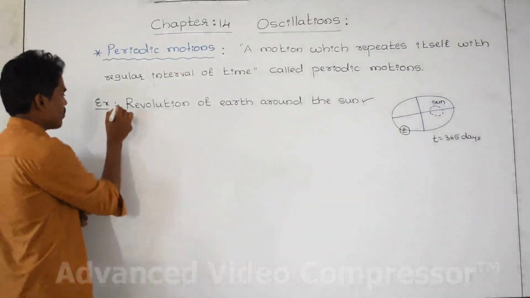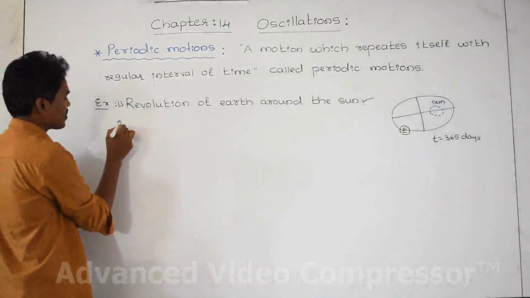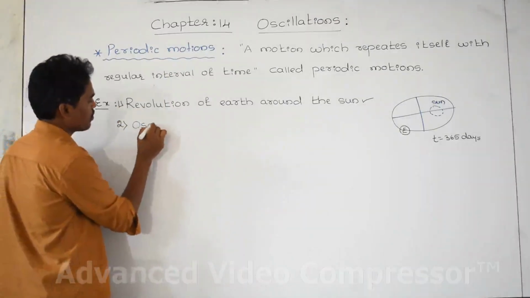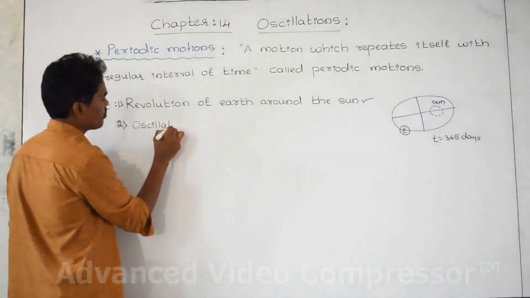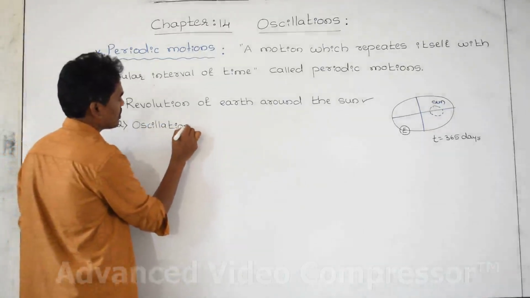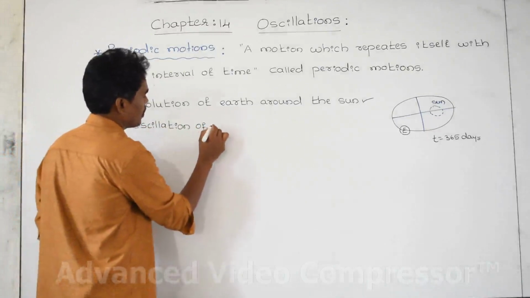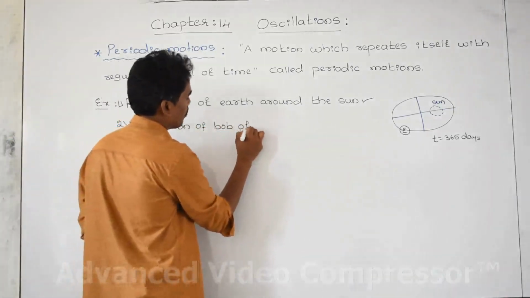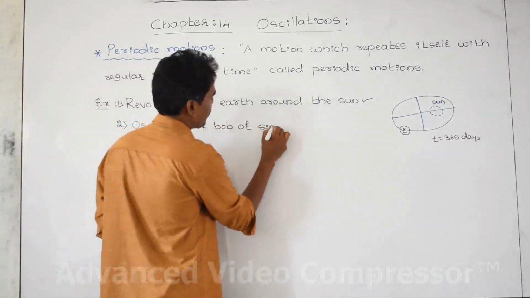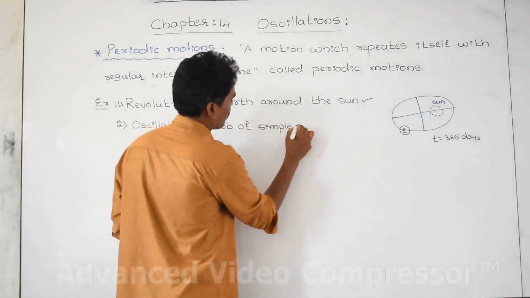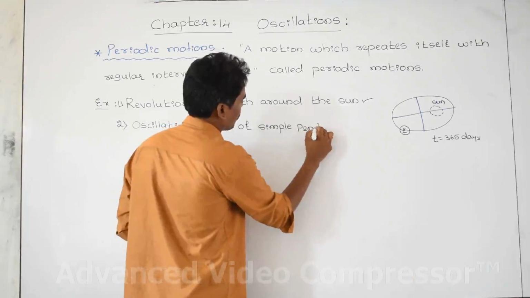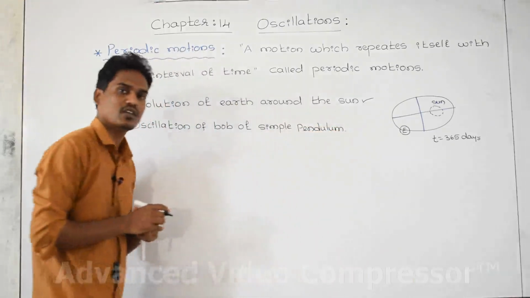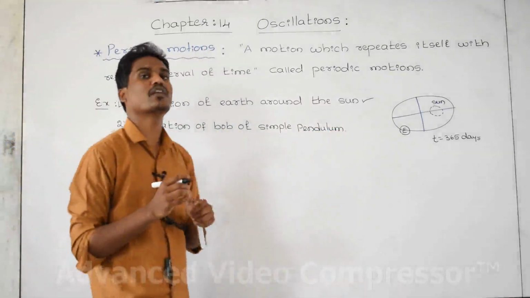And what is the second one? This is the first one. Second one, oscillation of a bob of a simple pendulum. Simple pendulum. In the physics laboratory, you have already done this experiment, the simple pendulum experiment.